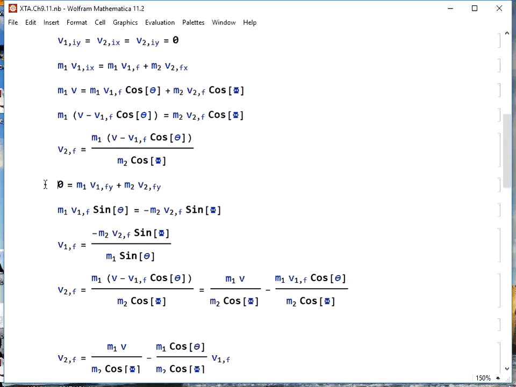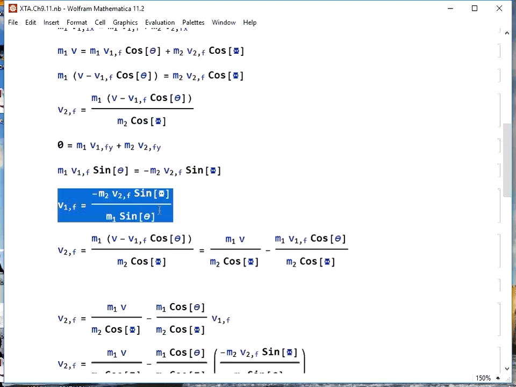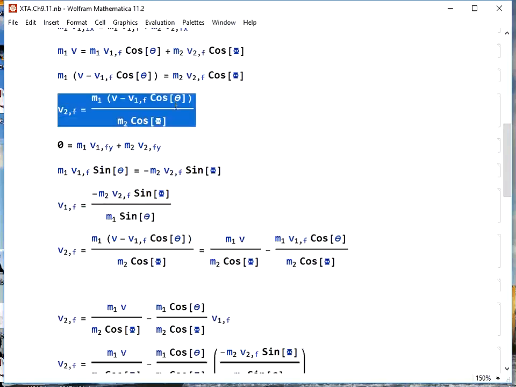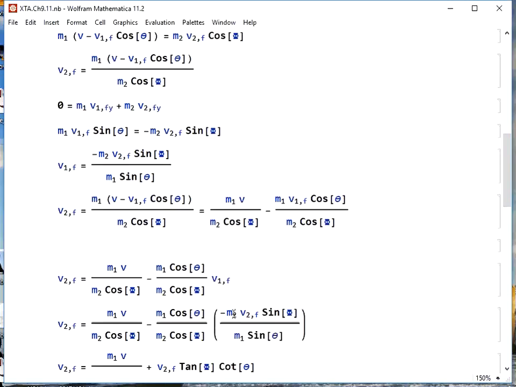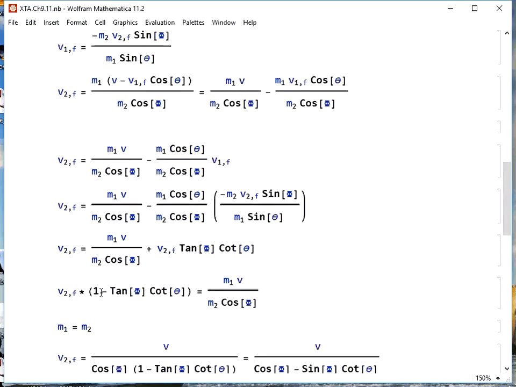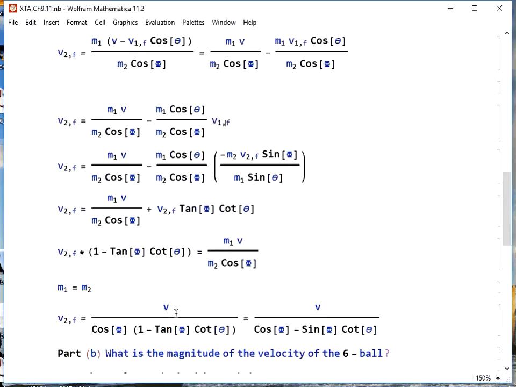Then in the y direction, we have 0 incoming y momentum, so the y momentum of the 2 balls has to cancel each other. We can work this down and write that v1f is negative m2 v2f sine phi over m1 sine theta. Then we go back to our previous expression for v2f, which contained v1f, and we replace the v1f in this expression with this v1f. This is a little bit of an algebraic mess, but we eventually work down to v2f is v over cosine phi minus sine phi cotangent theta.